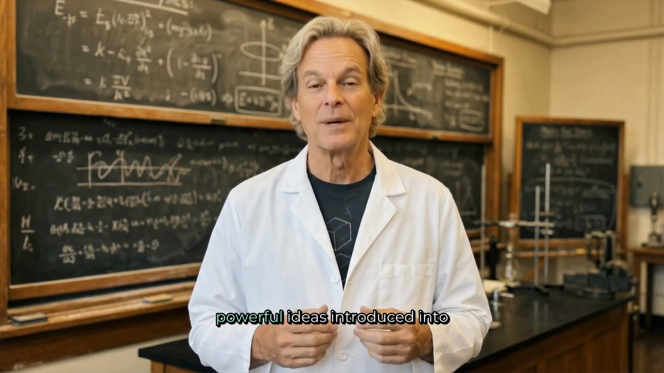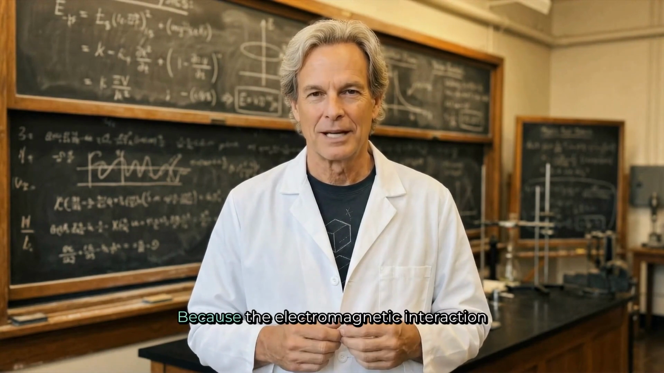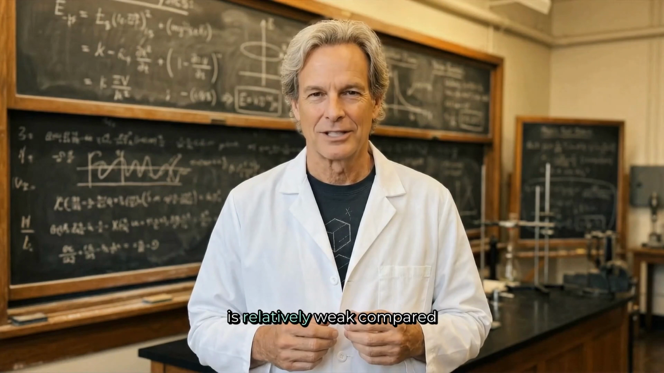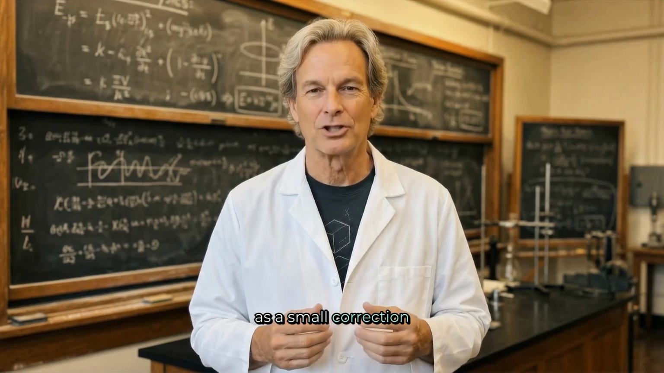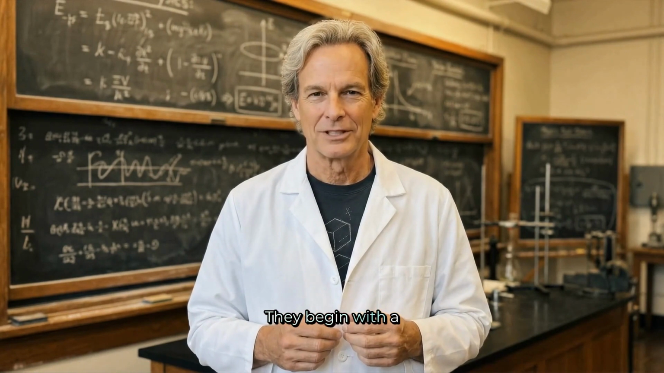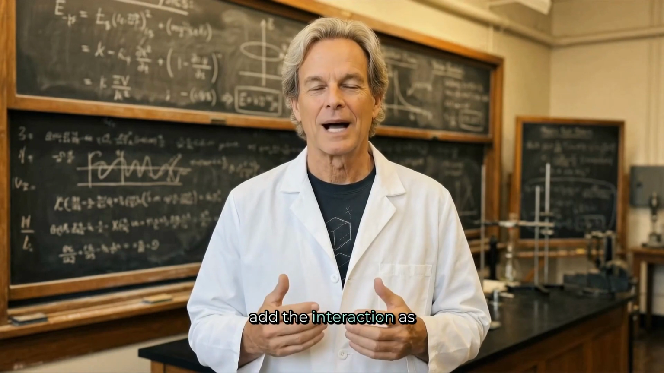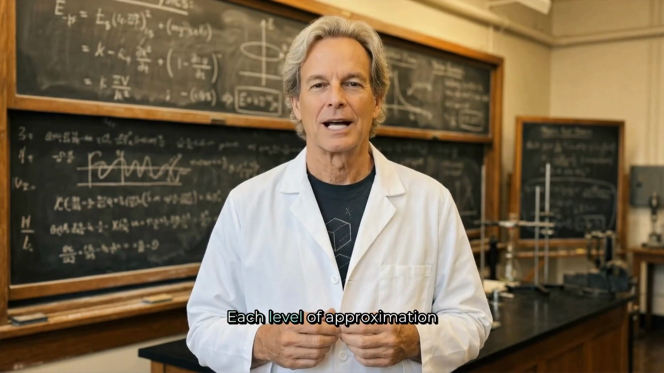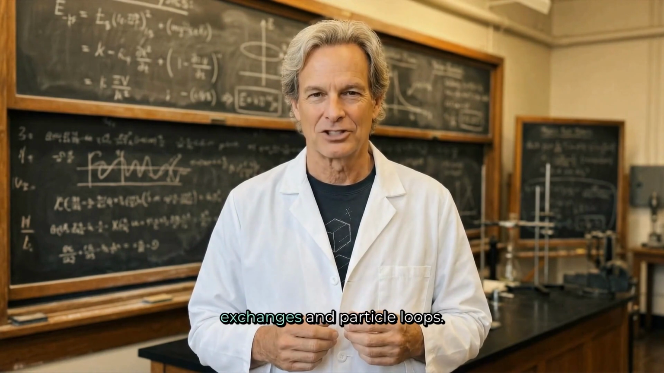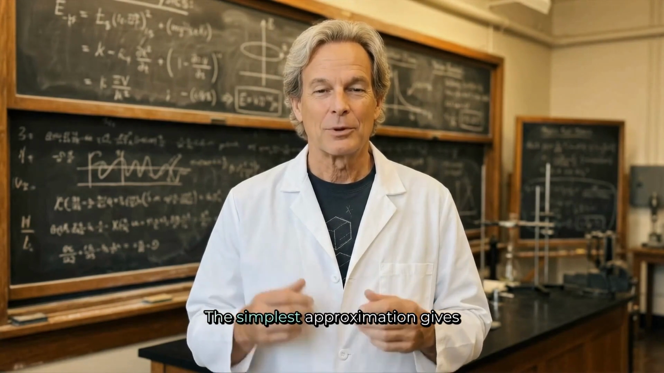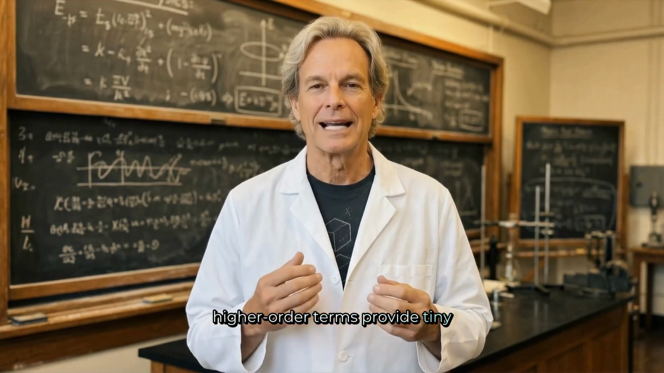One of the most powerful ideas introduced into QED is the concept of perturbation theory. Because the electromagnetic interaction is relatively weak compared to some other forces, physicists can treat it as a small correction to simpler systems. They begin with a situation they can solve exactly, such as a free electron, and then add the interaction as a small disturbance. Each level of approximation corresponds to processes with increasing numbers of photon exchanges and particle loops. The simplest approximation gives the dominant effect, while higher-order terms provide tiny corrections.